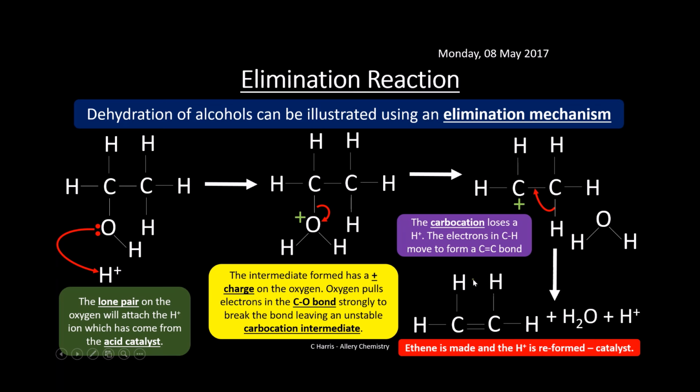Okay, and you can see here we've got ethene. There's our ethene there. The H+ is reformed, and also we have water as well. So this is proof that this is a catalyst because it was used here and it's remade back again here. Water has been eliminated as a dehydration reaction, and obviously we have ethene as well.